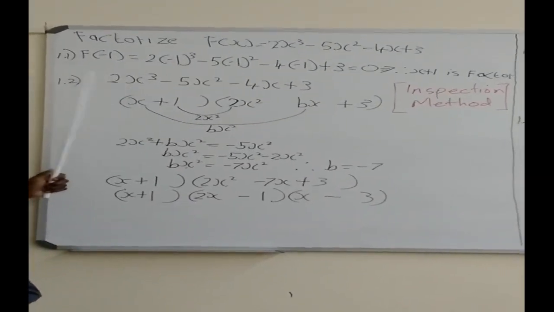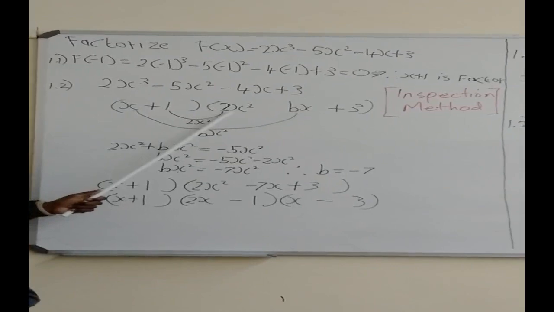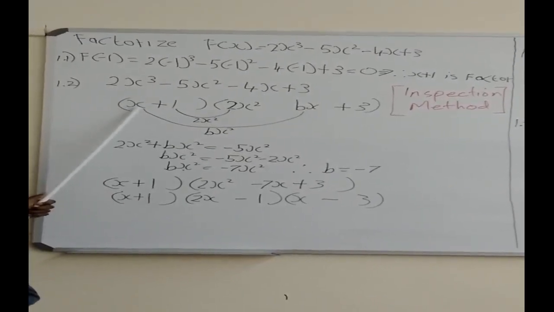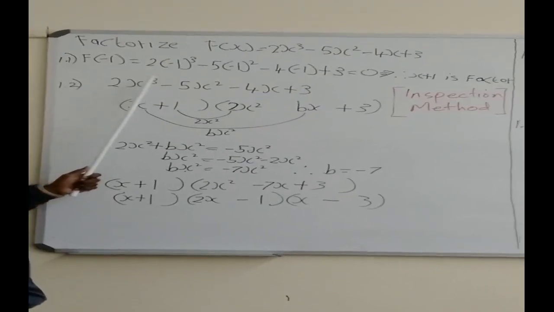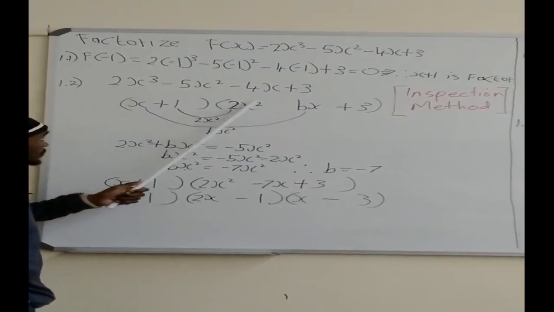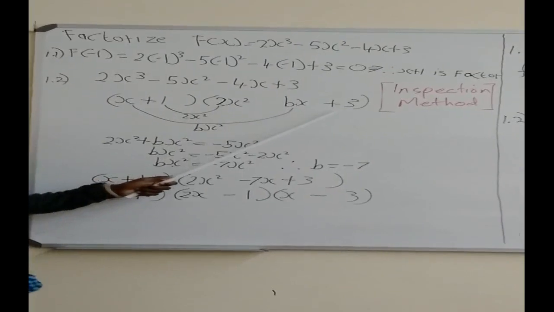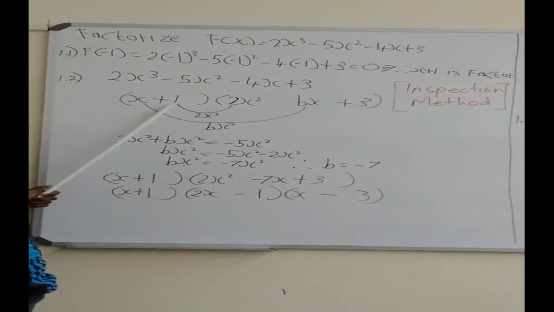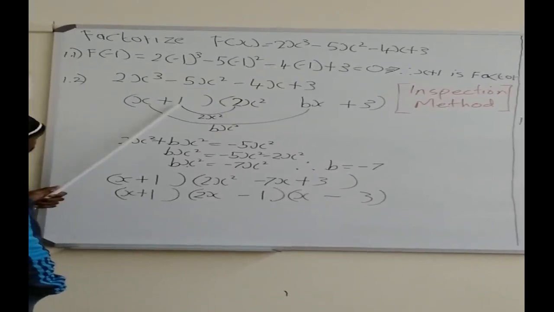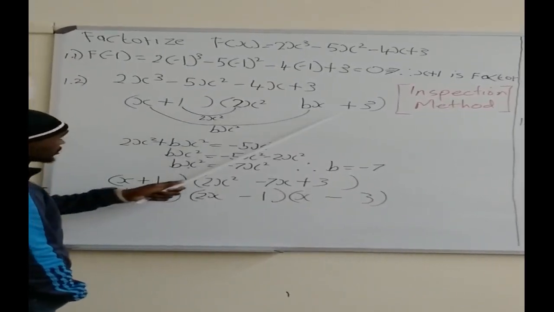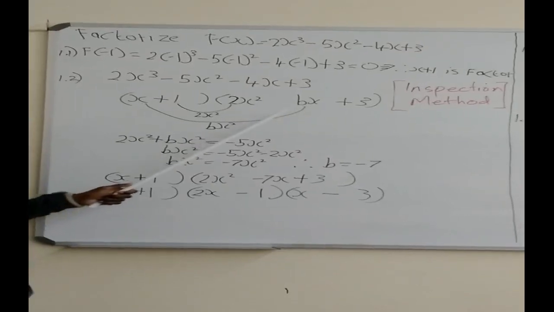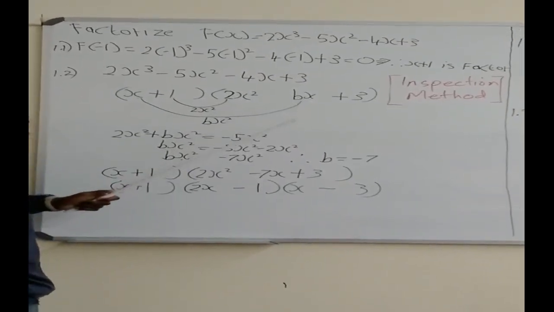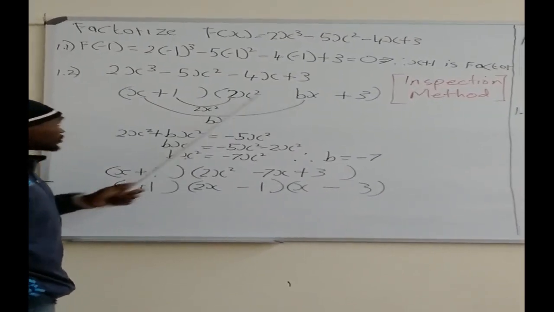I'm going to get it by saying which term can I multiply with x to get x to the power of 3, which is 2x squared. As for the last term, I'm going to say which value do I multiply with 1 to get 3, which is 3. Therefore, the middle term is bx because we don't know b.